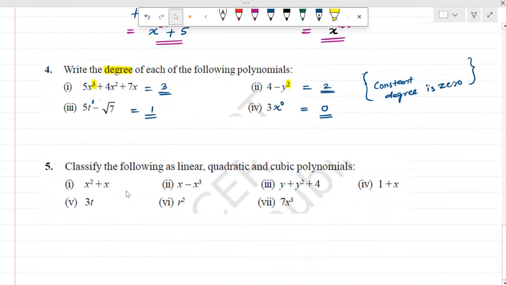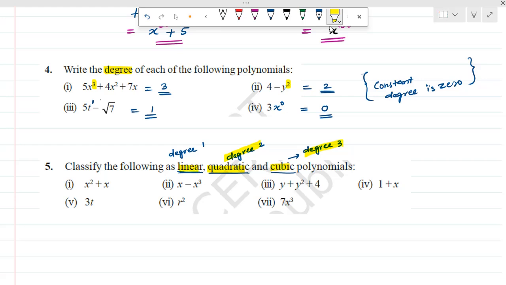Now the last one, what is it? It is asking about linear, cubic and quadratic. What do you mean by linear? Linear means the degree must be 1. Degree 1, we call this one linear. And if you have degree 2, we call this one quadratic. If it is degree 3, it is cubic. This is a very important thing, you have to remember these words. Cubic means degree 3, quadratic means degree 2, linear means degree 1.